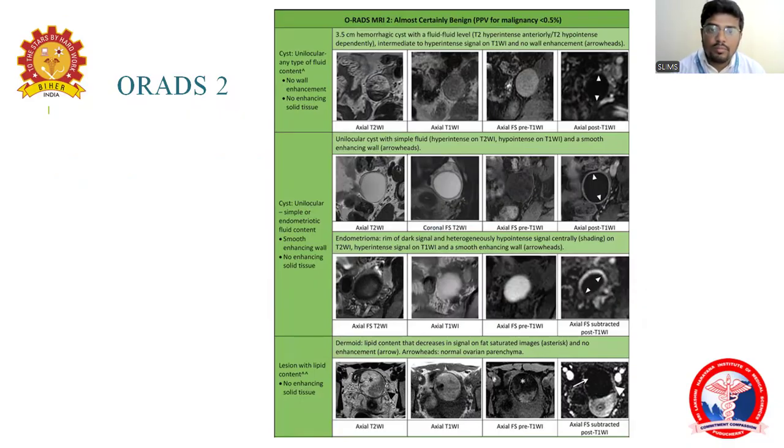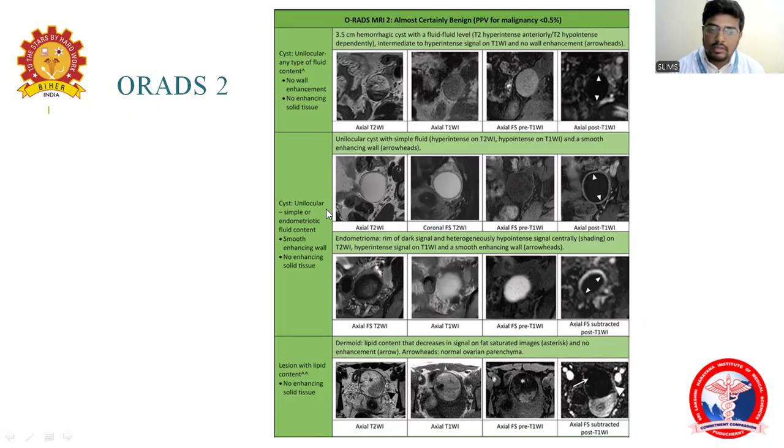And first, we are able to see a 3.5 centimeter hemorrhagic cyst with a fluid level in the T2 weighted image, with the dependent portion appearing hypointense and the non-dependent portion appearing hyperintense. And in the T1 weighted image, the lesion appears hyperintense. And in the T1 fat-sat image also, the lesion still appears hyperintense. And in the T1 post-contrast image, the lesion doesn't show any type of enhancement.